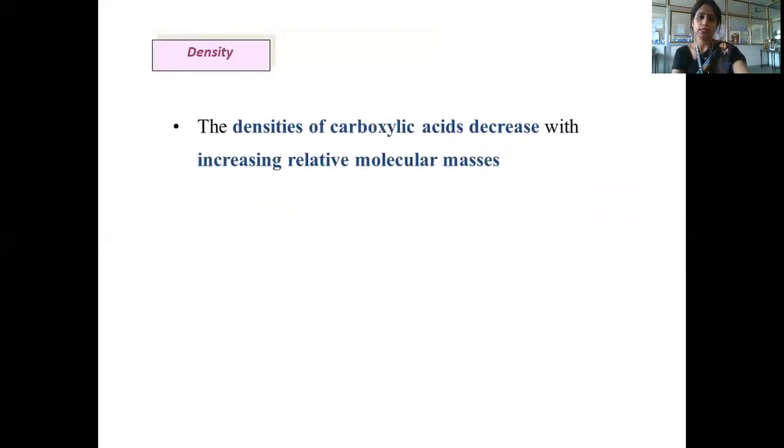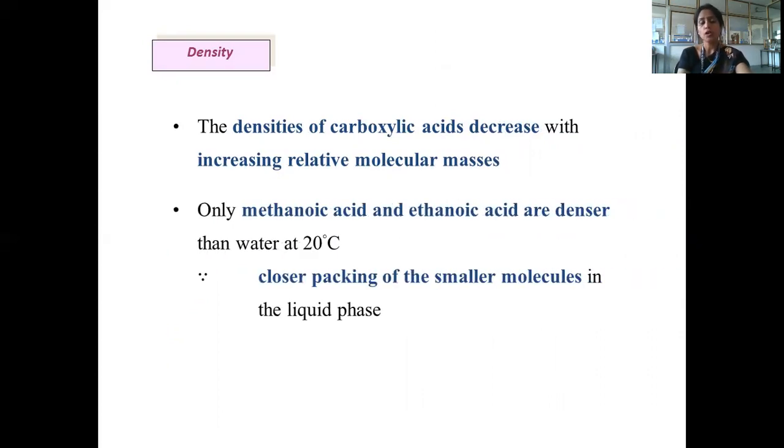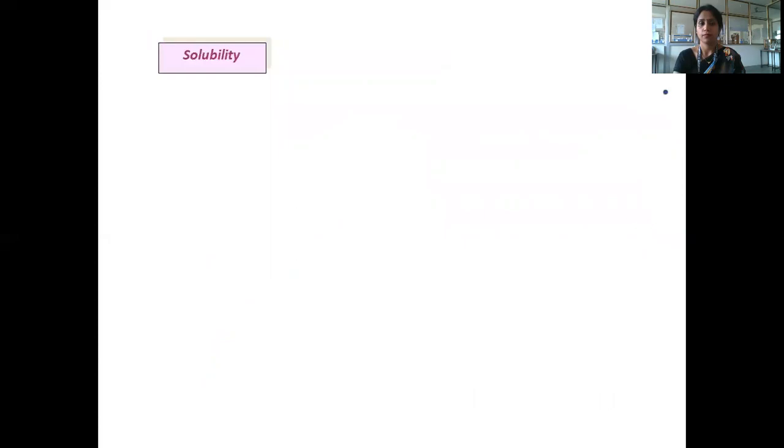Then coming to the density. Their density decreases with an increase in relative molecular masses. Only methanoic and ethanoic acids are denser than water at 20 degrees. Why? Because of the closer packing of the smaller molecules in the liquid phase.